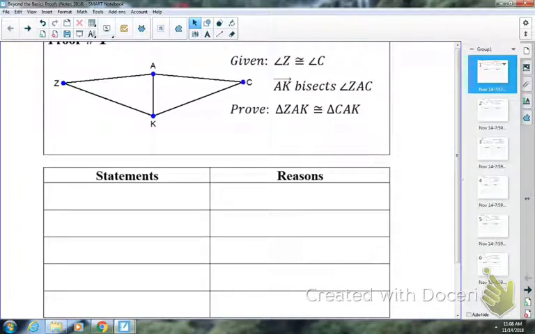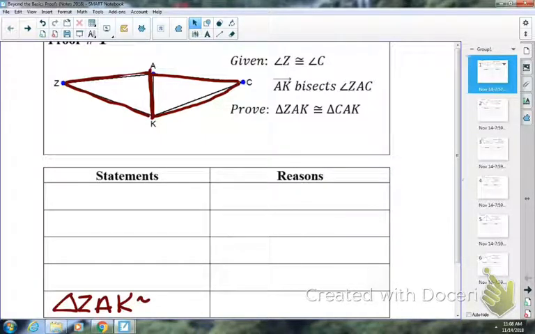So just like we've done before when proving triangles congruent, in this particular problem we are trying to prove that triangle ZAK is congruent to triangle CAK. Those are our 2 triangles in the picture, so we know our proof has to end that way. Again, we have 5 methods for proving triangles congruent: side-side-side, side-angle-side, angle-side-angle, angle-angle-side, or hypotenuse-leg. Those do not change, and we still always have to get 3 pairs of congruent parts.